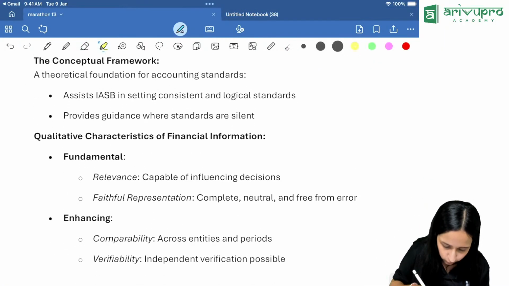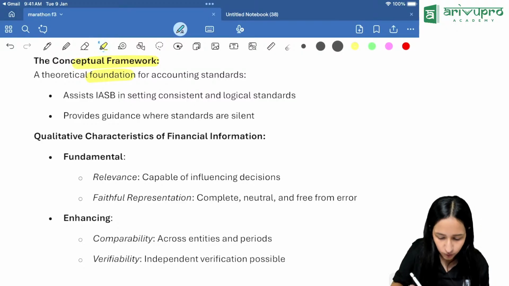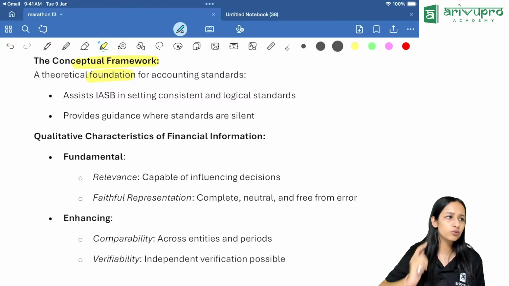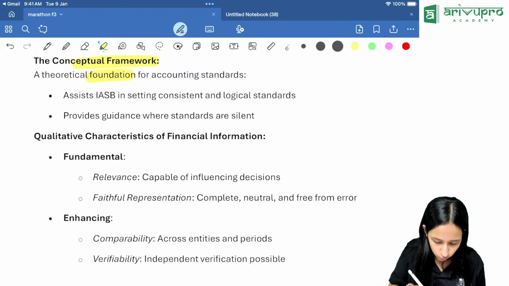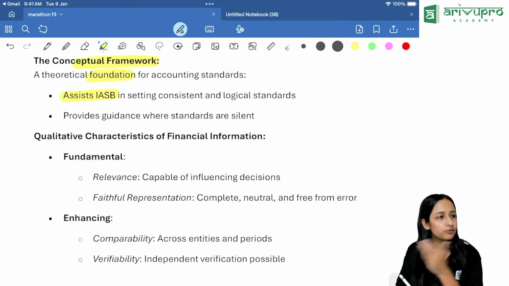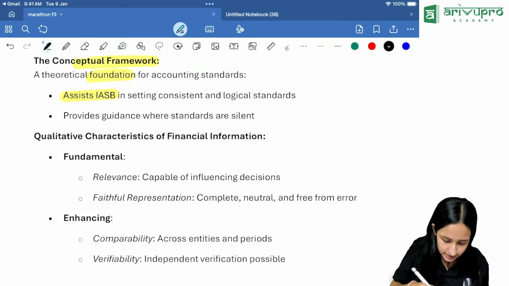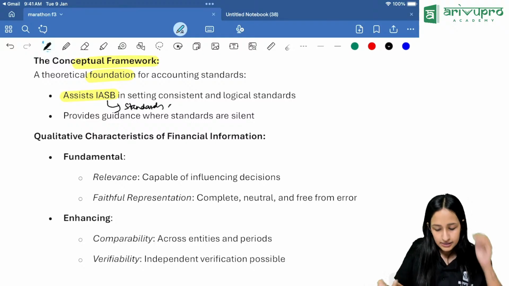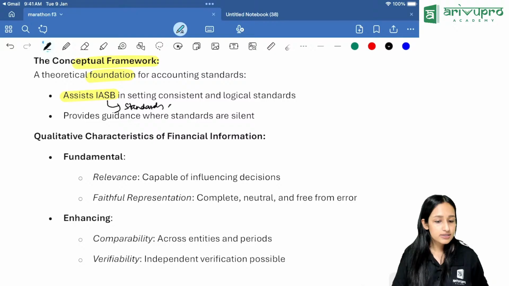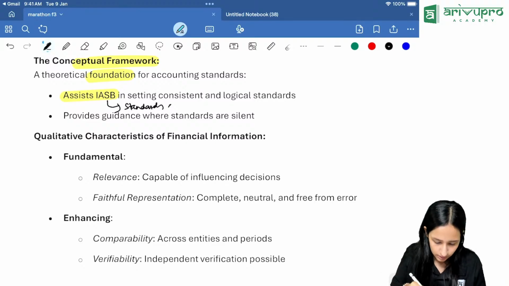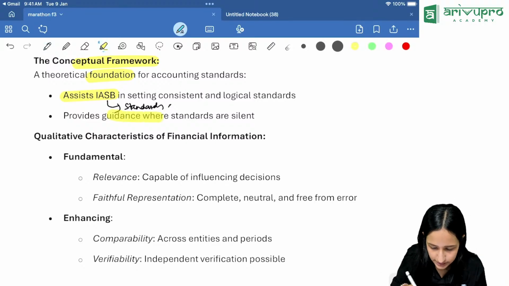Okay. Why do we need a conceptual framework? It's a foundation for accounting standards. How are we going to start making a foundation without knowing the basic principles? Correct? So it assists IASB. Now, what is IASB? We'll come to that part a little later. Just understand these are the people who make standards. IASB in setting consistent and logical standards. What logical standards are they making? That we do not know because IASB is responsible for it. Okay. Provides guidance where standards are silent.